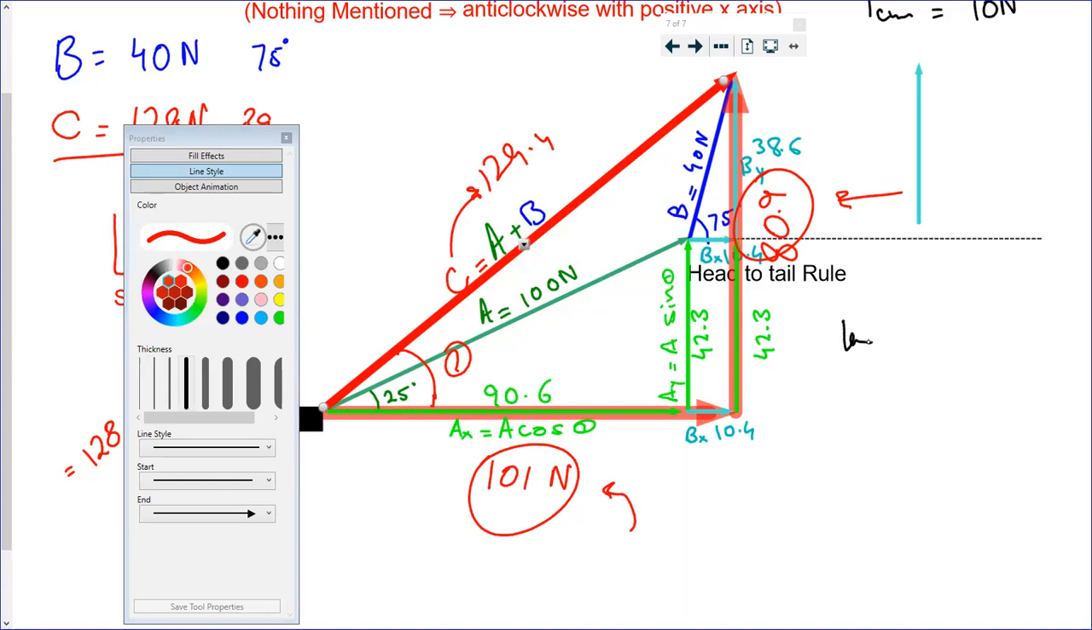So opposite over adjacent is tan theta, or I just write it the other way around. Just a second, please. So we have tan theta equals opposite over adjacent. So theta will be equal to what? Tan inverse of opposite over adjacent. So when you work it out, what do you get?